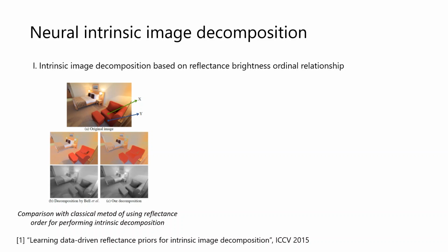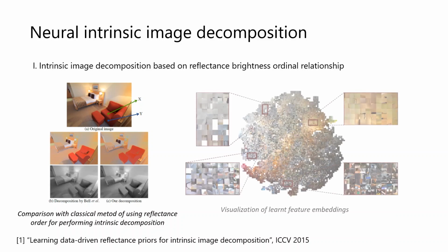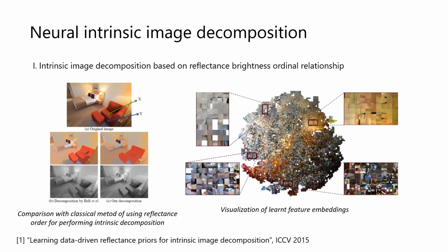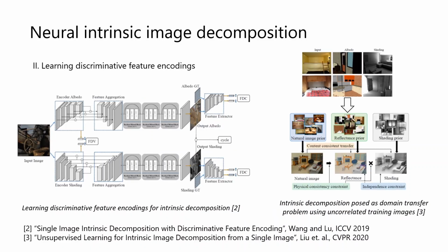One of the classical datasets for intrinsic decomposition has been the intrinsic images in the wild dataset by Bell and colleagues. This provided manually annotated ordinal relationship between image patches based on their underlying reflectance brightness. This work by Zhao and colleagues is trained on this dataset to predict relative reflectance ordering between image patches, which is then used in an energy minimization framework to solve the decomposition. They show that using this technique, they're able to learn feature embeddings that can classify various material classes, such as bathroom tiles, wallpapers, and cloth surfaces, without ever being given these ground truth labels.